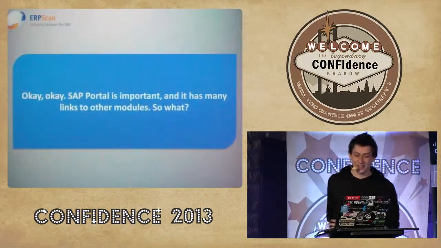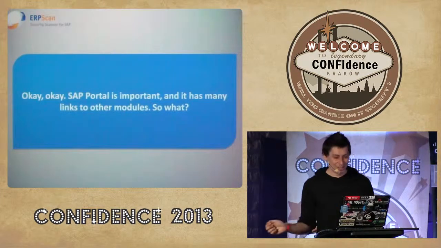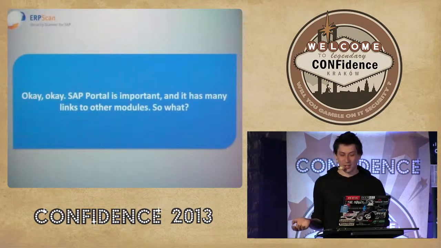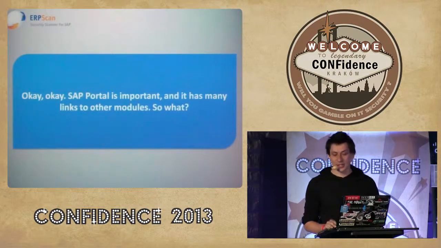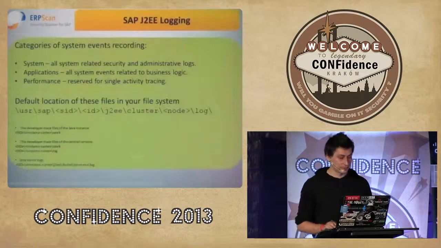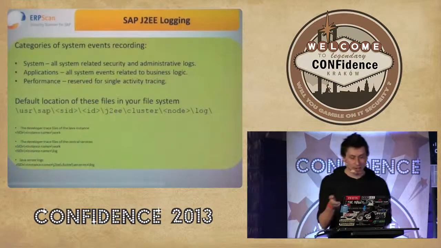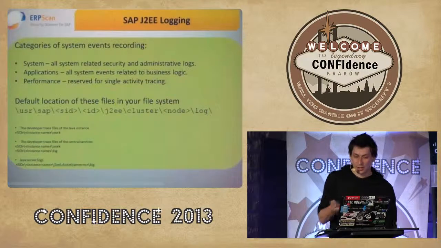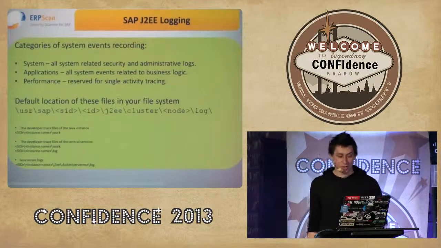Okay, hopefully now you understand the SAP Portal is a very important thing which must be protected because it provides access to critical data and contains a lot of connections to other systems. And a little bit about SAP J2EE logging.